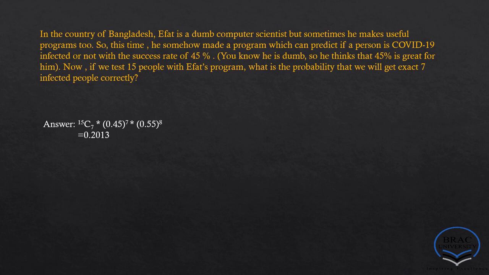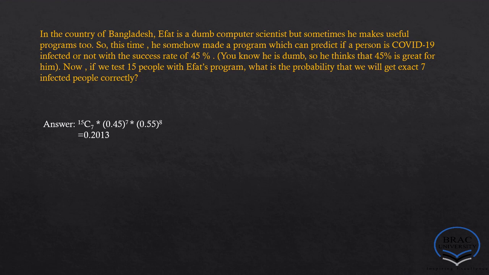Okay, so now if we test 15 people with Ifat's program, what is the probability that he will get exactly 7 infected people correctly? So the number of trials here is 15. The r, that is the number of successes, is 7. The probability is 0.45, so 1 minus the probability is 0.55. nCr is 15C7.